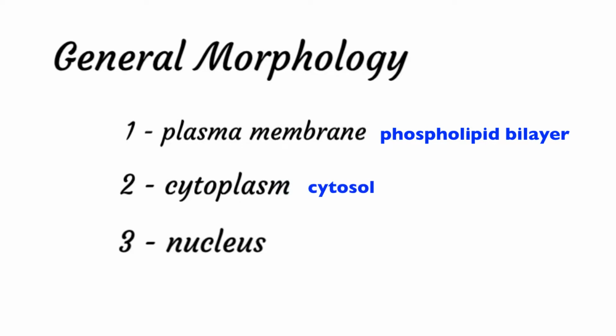Cytosol is the fluid component within the cell, within the cytoplasm. Cytoplasm is merely the space. So if you're sitting in a closed room, that entire space within that room would be the cytoplasm. If you filled that room from the floor all the way up to the ceiling with a jelly-like substance, that would be the cytosol. And then the nucleus is a specific organelle within the cell that houses the genetic material.